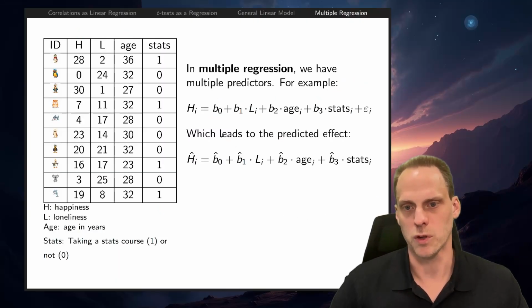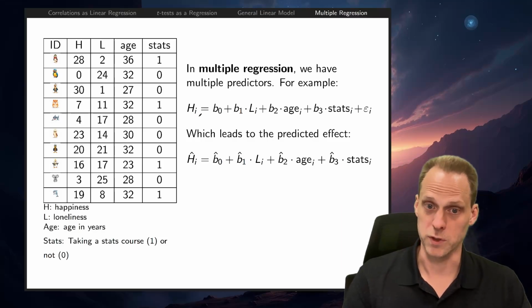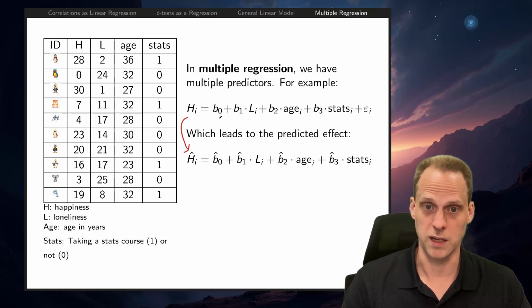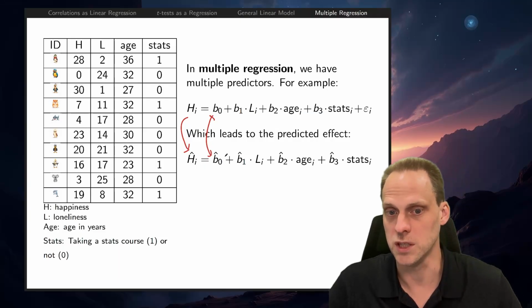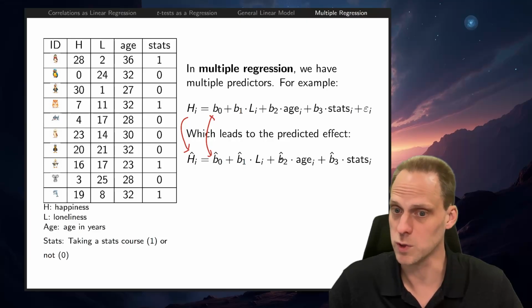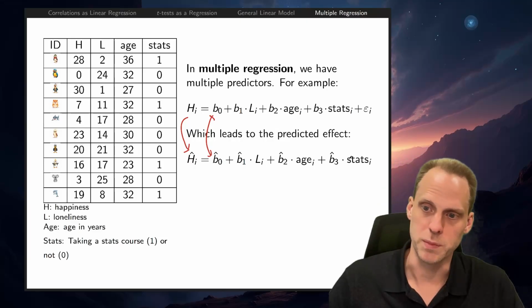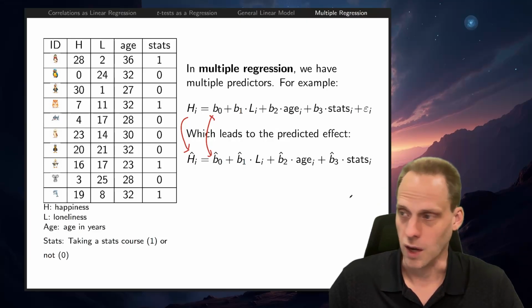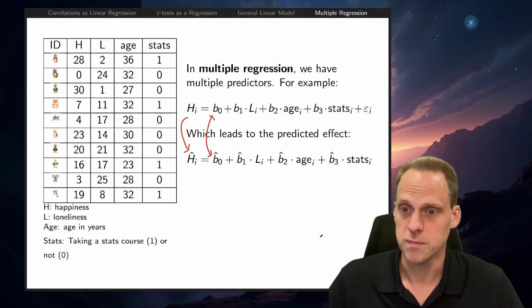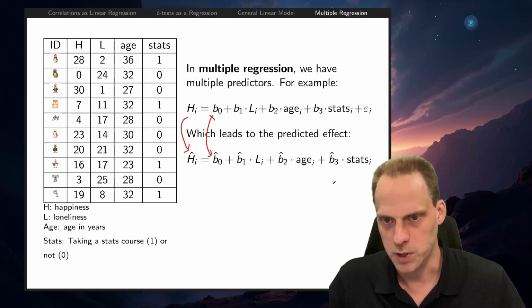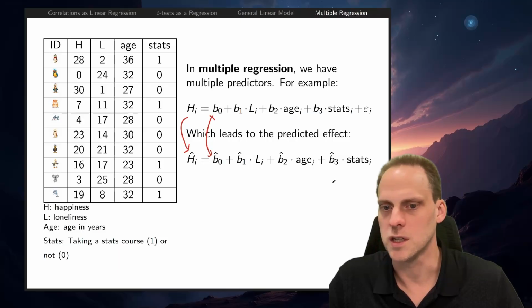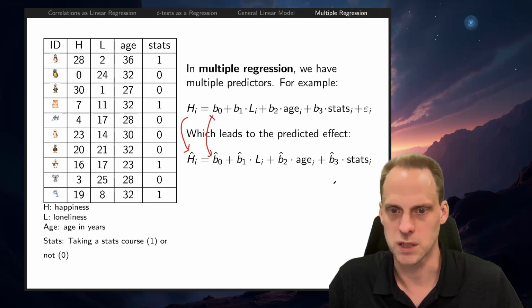So this model, if we estimate the parameters from data, we get estimated parameters and a predictive vector, the height of the line, which in this case is B0 plus B1 times loneliness plus B2 times age plus B3 times stats. Now, I say height of the line, technically it is a line, but it is some sort of hyperdimensional line that we can't really picture anymore. And that's a weird thing about this, right?